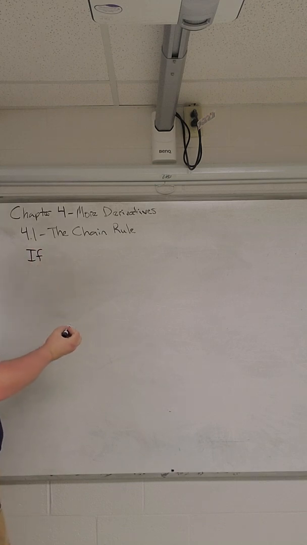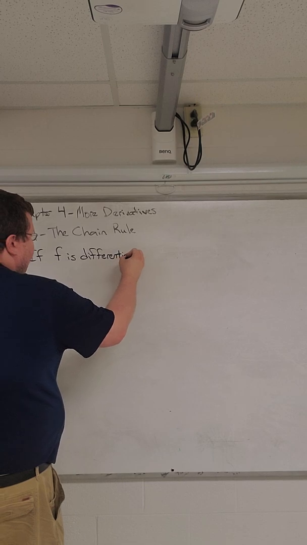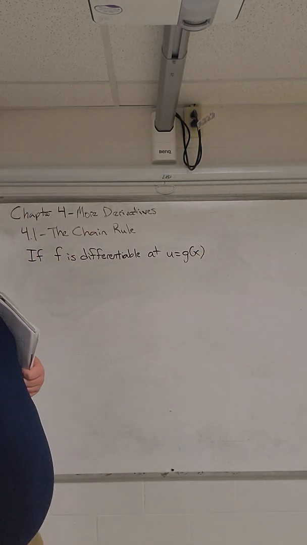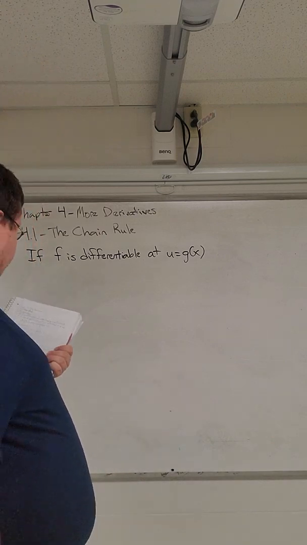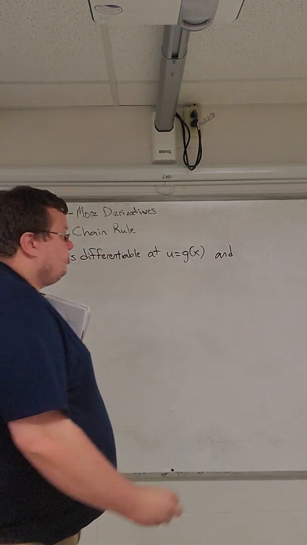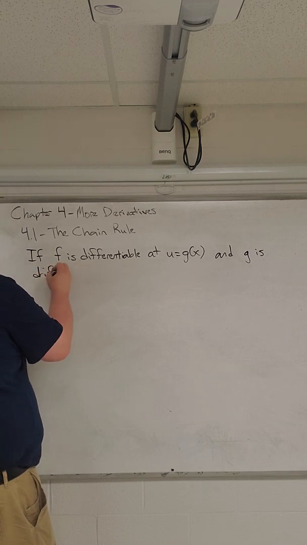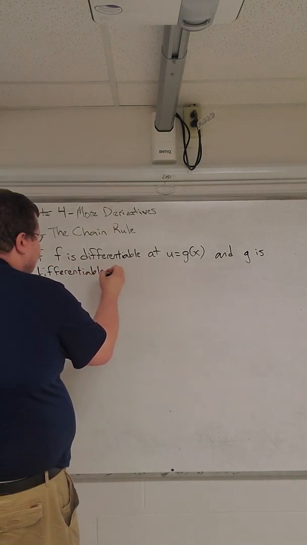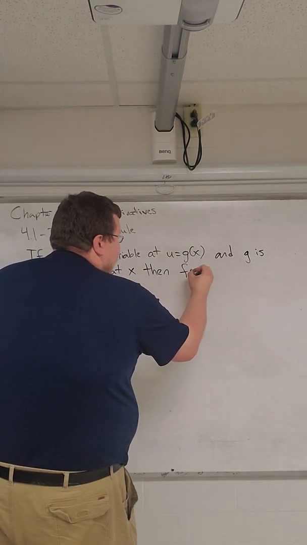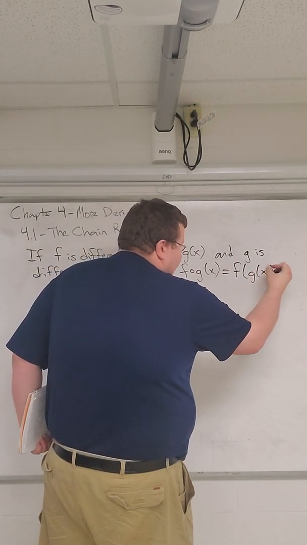And again, I'll put all of these notes on Google Classroom as well. But if f is differentiable at u equals g of x, and g is differentiable at x, then f of g of x, which can also be written as this, f of g of x.